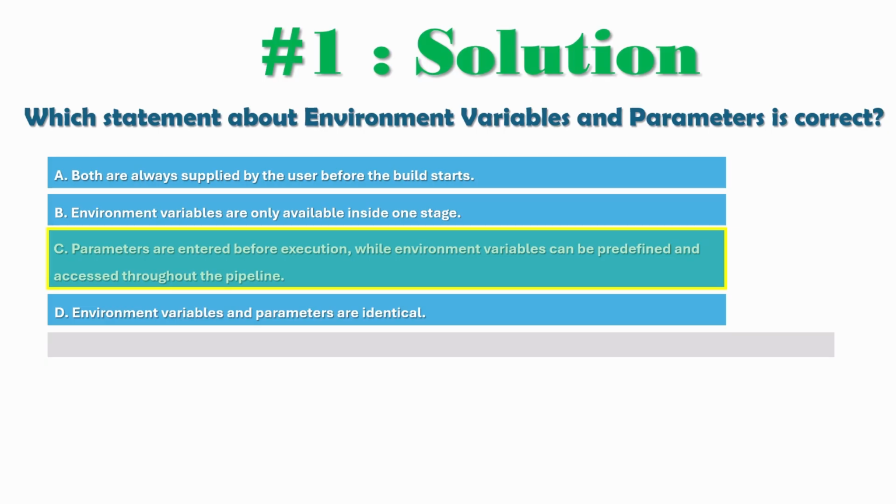Then option C, parameters are entered before execution, while environment variables can be predefined and accessed throughout the pipeline. This statement perfectly describes the difference. Parameters allow the user to provide the values before the pipeline starts, and an environment variable already exists when the pipeline executes and remains available throughout the pipeline. So therefore option C is the correct option.